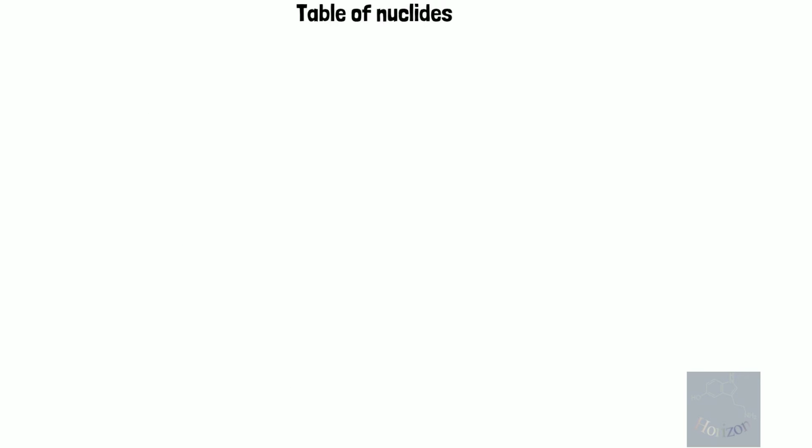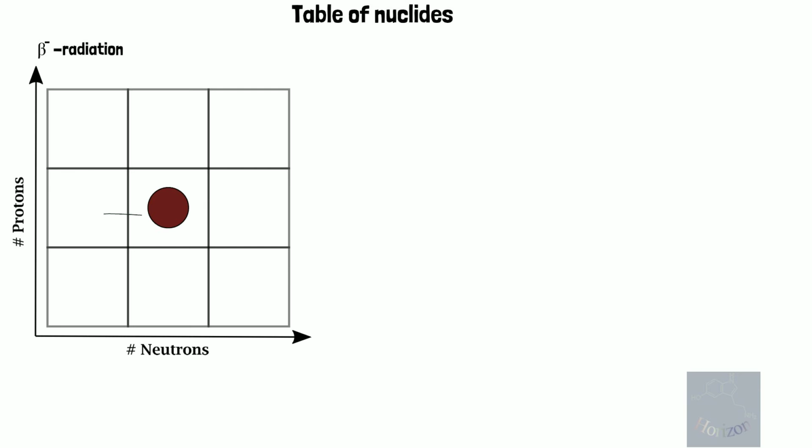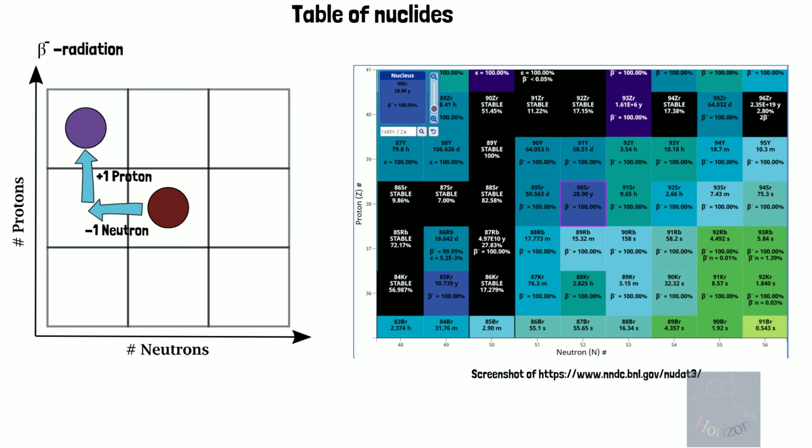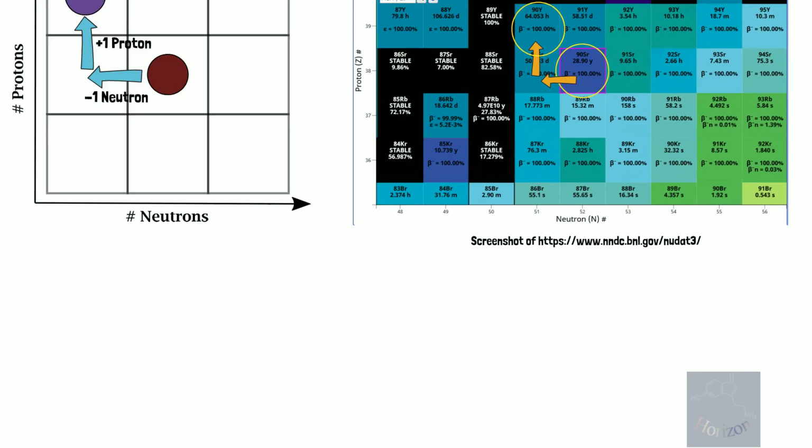Let's look at the table of nuclides. During beta-minus radiation, the daughter nuclide has a neutron less, so we go one isotope to the left. Additionally, it has a proton more, so we go one isotope up. Let's look at an example. Strontium-90 decays with beta-minus radiation 100% of the time. To find the daughter nuclide, we go one isotope to the left and one isotope up. The beta-minus decay of strontium-90 results in yttrium-90, so the element is changed, but the atomic mass is not.